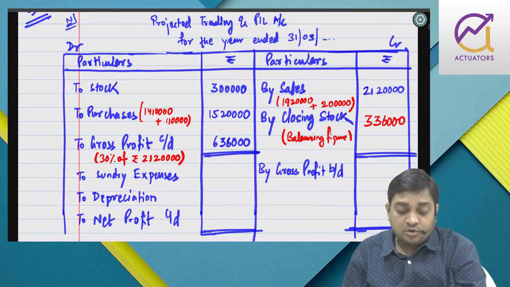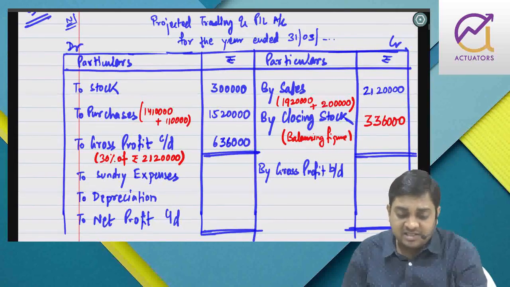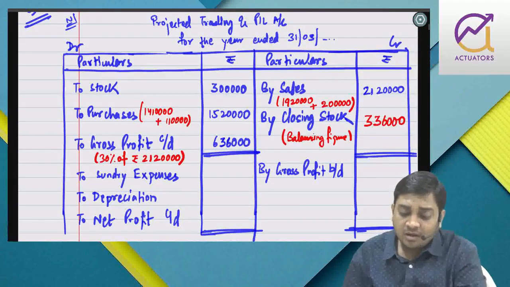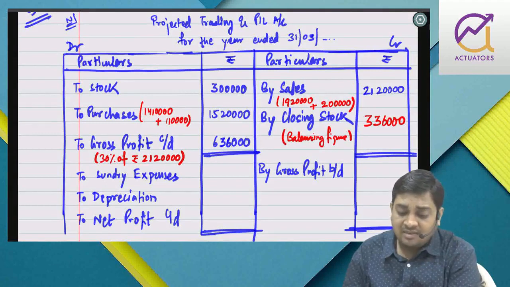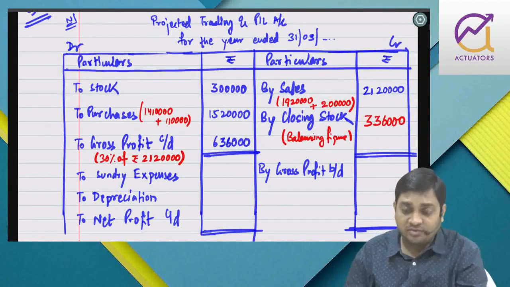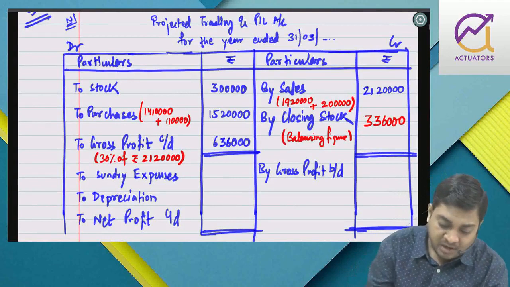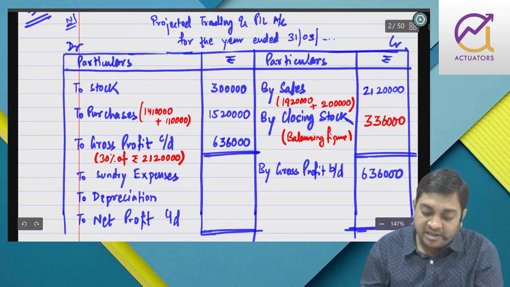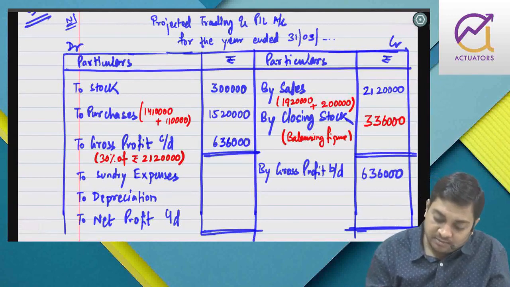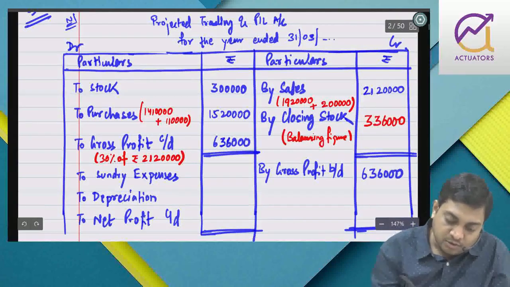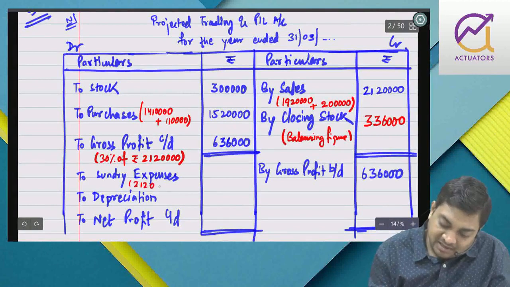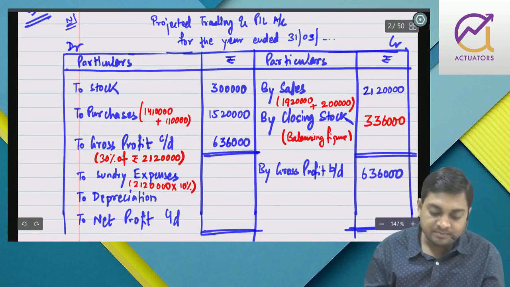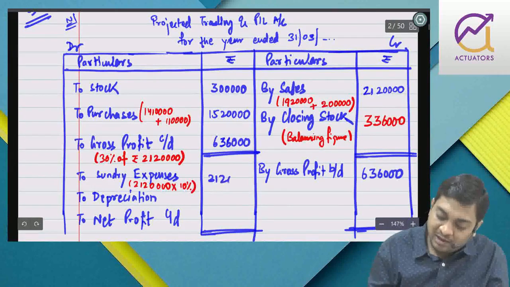Is that fine? So we have the opening, we have the purchase, we have the sale during the year. I'll take the total sale. We have closing stock, we have the gross profit. The closing stock we got as balancing figure. Now we'll bring down gross profit to the P&L account. Now sundry expenses is 10% of turnover, right? So that is 21,20,000 into 10%. That comes to 2,12,000.